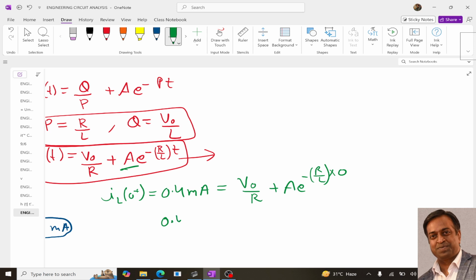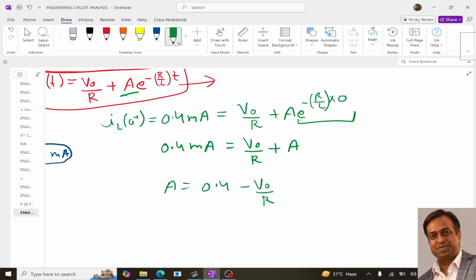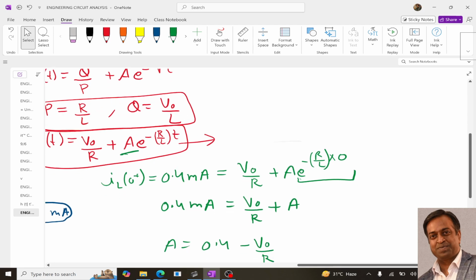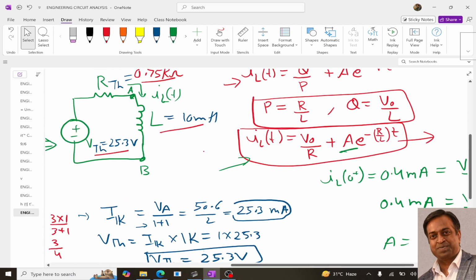So we get 0.4 milliampere equals V naught upon R plus A, right? Because this term will become 1. So from this we get A is equal to 0.4 minus V naught upon R. Now what is this V naught upon R? Over here, from our circuit, this V naught is this V_th.